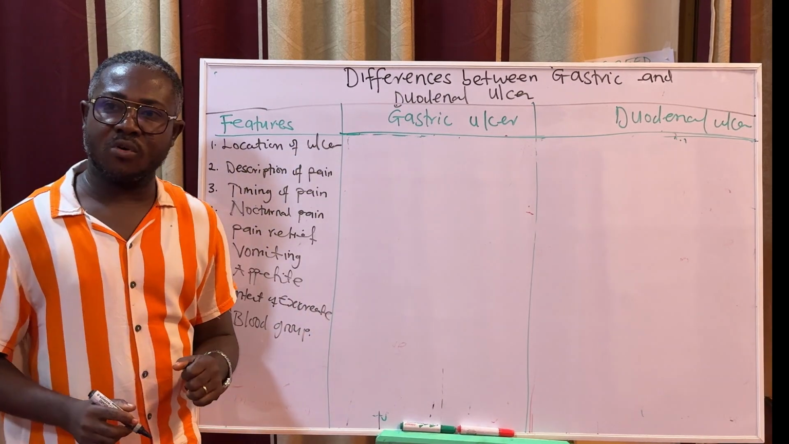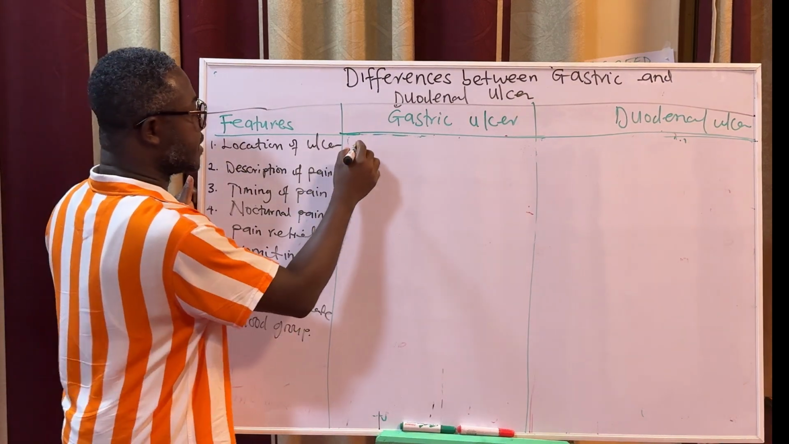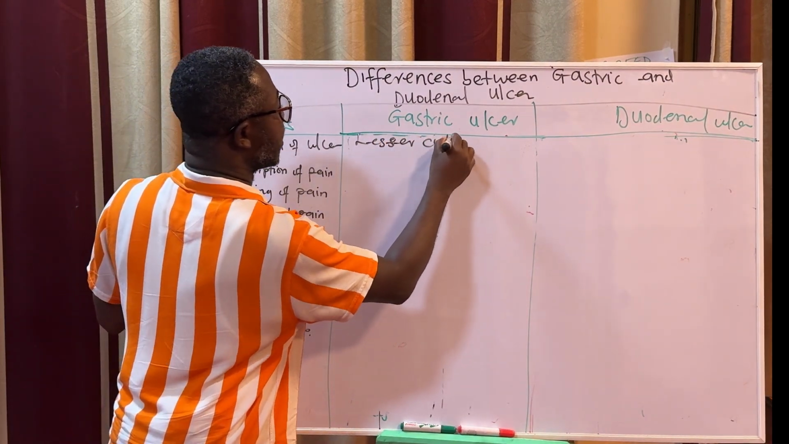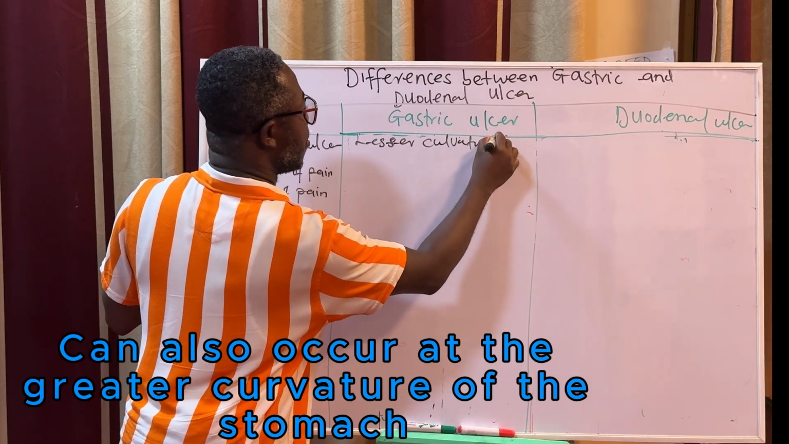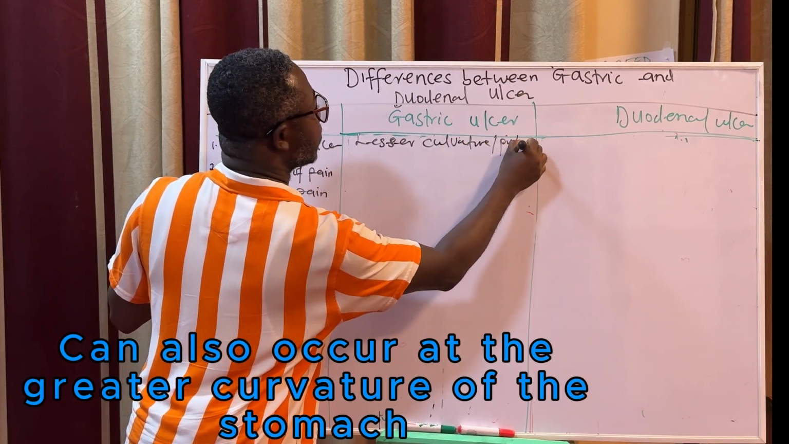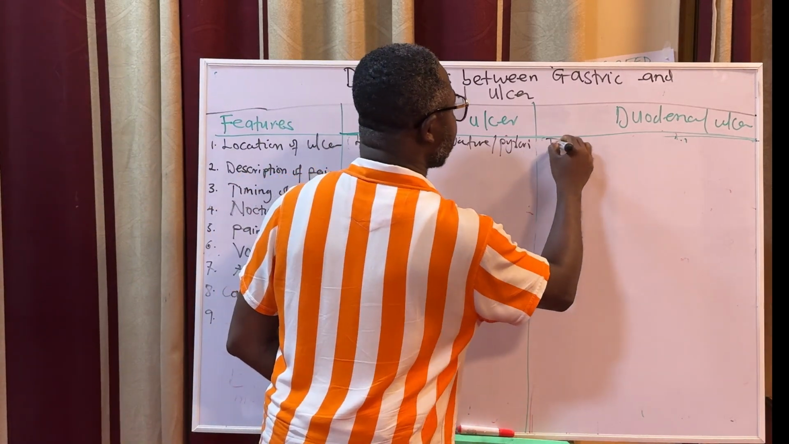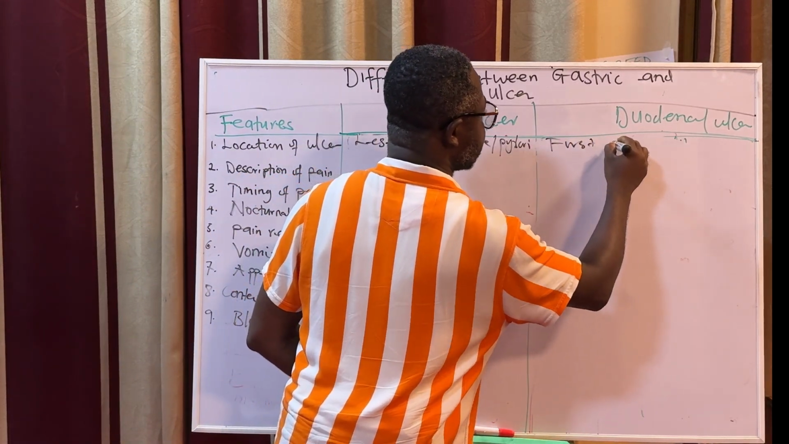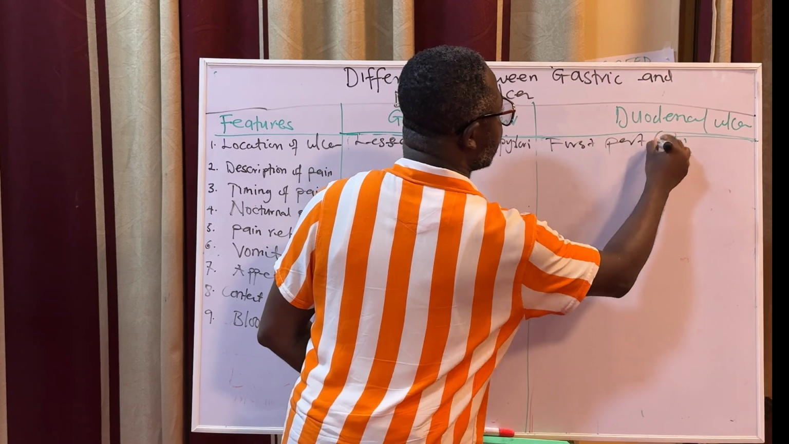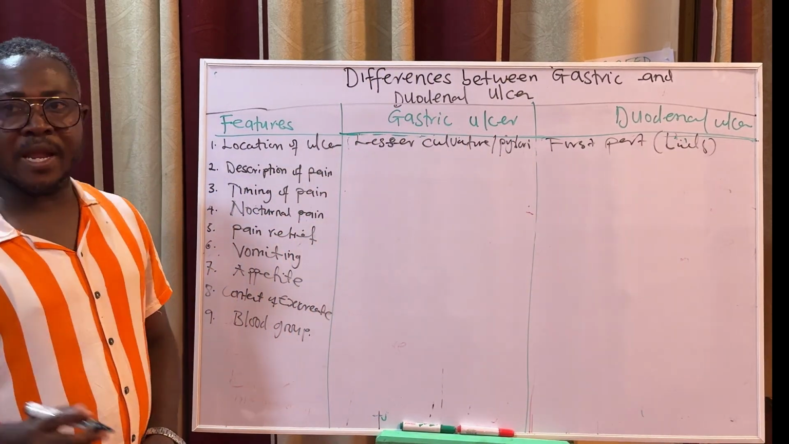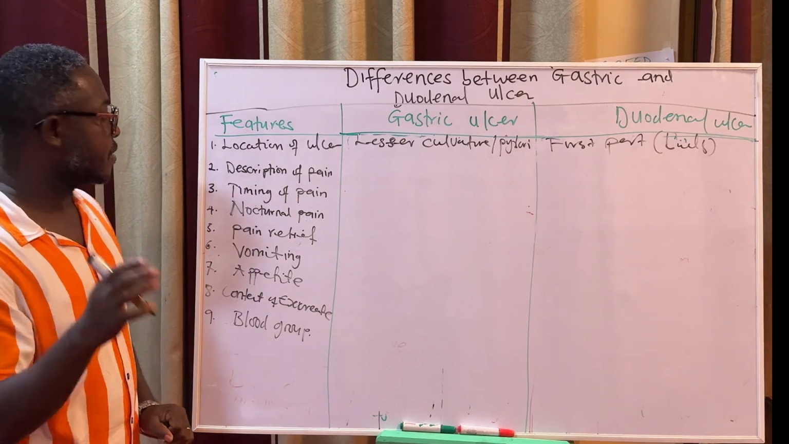So with the gastric ulcer, mostly it occurs at the lesser curvature of the pylori. And then this one, the duodenal ulcer, mostly occurs at the first part of the duodenum, which is the bulb of the duodenum, and that will be shown on the screen.